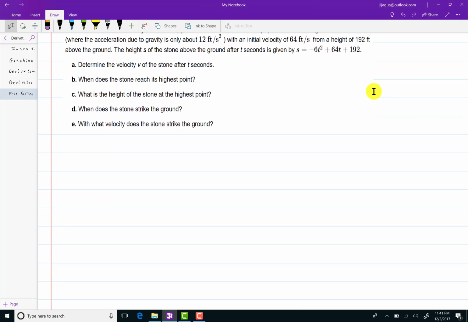So they want us, first of all, to get a formula for the velocity. So part A. Always remember v of t equals s prime of t. Velocity is the first derivative of position. So if I take the derivative of s, using the power rule, that 2 on the t squared comes down and multiplies to the -6. So I get -12t. Next, the derivative of 64t is just 64 because the derivative of t is 1. And finally, the 192 simply disappears because the derivative of 192 is 0. So this is a formula for my velocity right there.